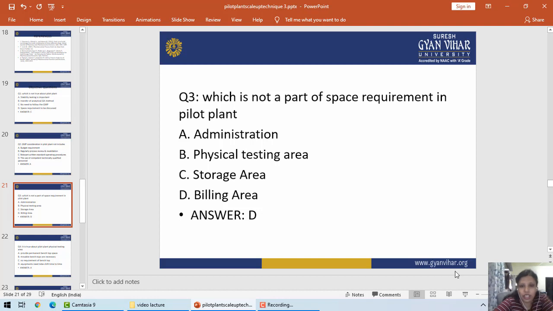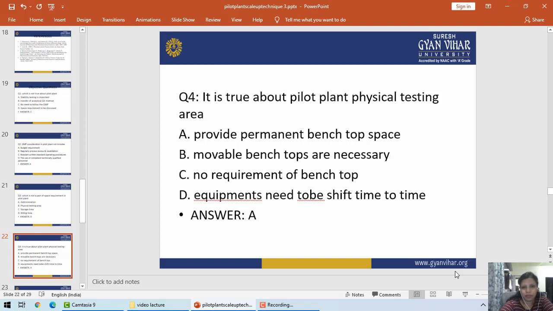The next is: which is not a part of space requirement in pilot plant? Administration is obviously required. We have discussed the different areas required. Physical testing area, yes, we should require it. Storage area, yes. And building area, actually building area is there. It is required, but it is not there in the pilot plant requirement.